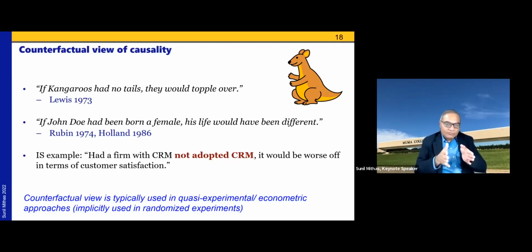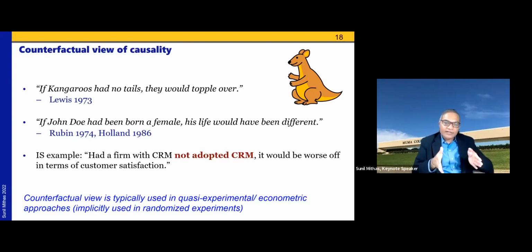So John Doe is exactly the same John Doe. Instead of John, he's Jane in the parallel universe. And you are wondering what would be his or her life outcome in these two parallel universes, so that I can simply compare the effect of gender on the life outcomes. An IS example would be, had a firm with CRM not adopted CRM, what is the likelihood of its performance being worse or being better? Again, we are imagining a parallel universe.